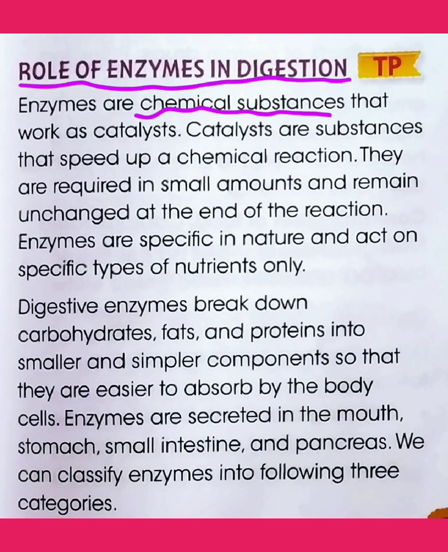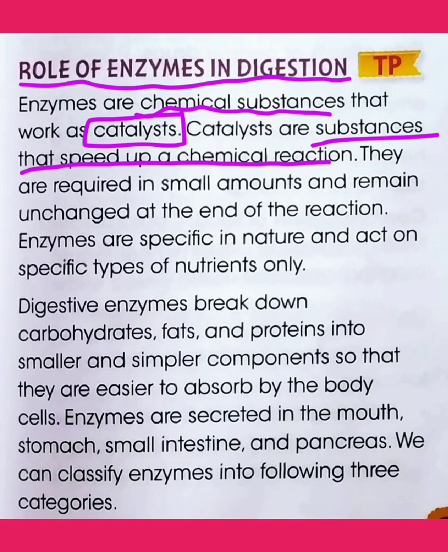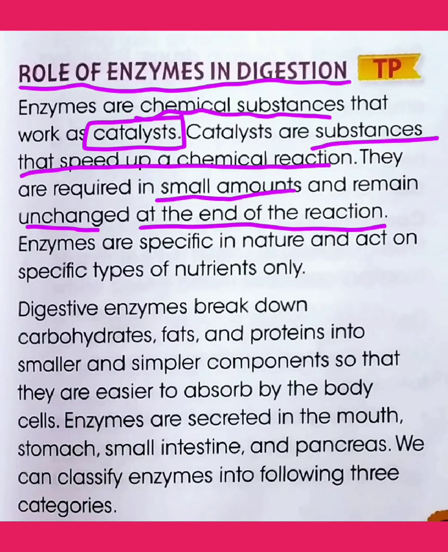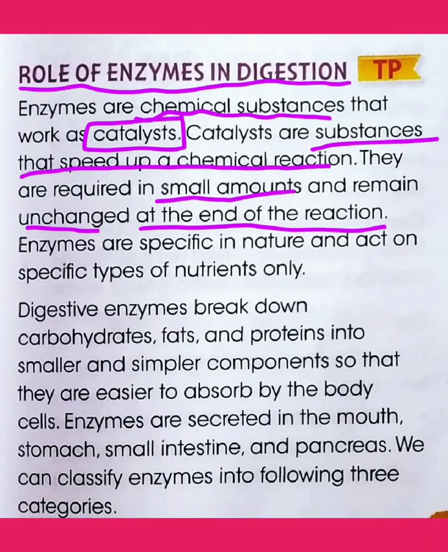chemical substances that work as catalysts. Now what are catalysts? Catalysts are substances that speed up a chemical reaction. So any type of reaction can proceed fast if an enzyme is involved in it. These enzymes are required in small amounts and remain unchanged at the end of the reaction. The enzymes are very specific in nature, meaning they act on specific types of nutrients only. That means for breaking different nutrients there are specific enzymes.